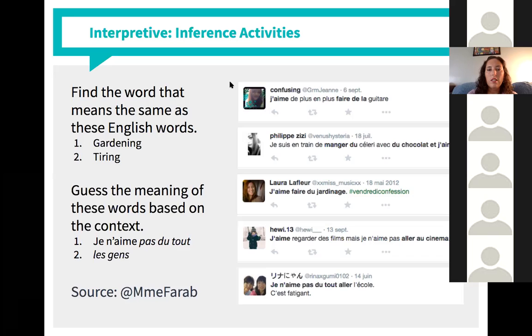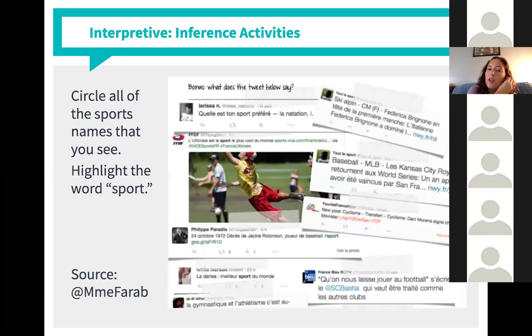And students can use the context to figure out, or at least take a guess for some of the language. This is another one from Madame Farbe, and she took screenshots again, put them onto a sheet, and this one just says circle all of the sports names that you see and then highlight the word sport. So it's kind of a good way to introduce a topic when there's a lot of context and visuals, or maybe even a lot of cognates, that students can figure out the language.